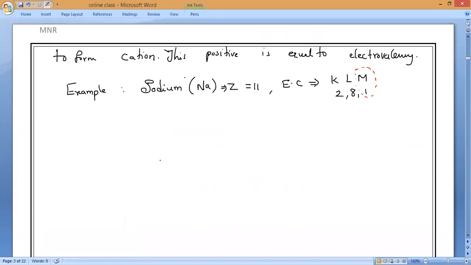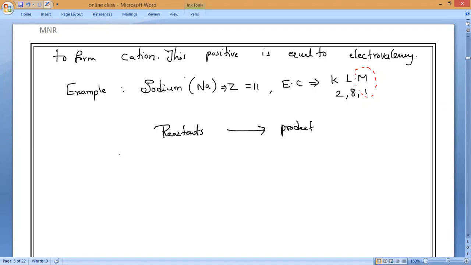So it will lose how many electrons? One electron. Loss of electrons, which side will it come, product side or reactant side? Reactants give product. If I write electrons on the reactant side, it is addition of electrons. If I write them on the product side, it is loss of electrons. So loss of electrons goes on the product side. Keep that in mind.